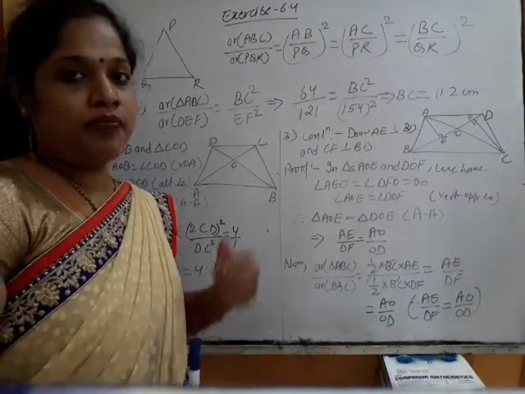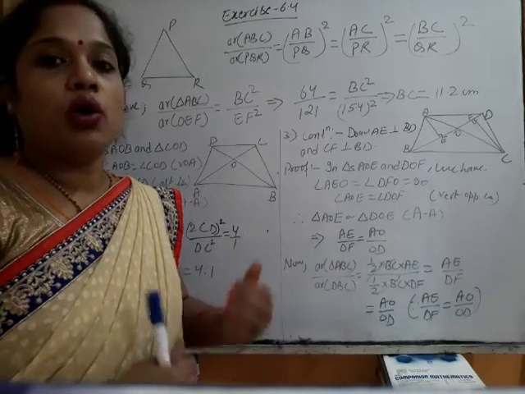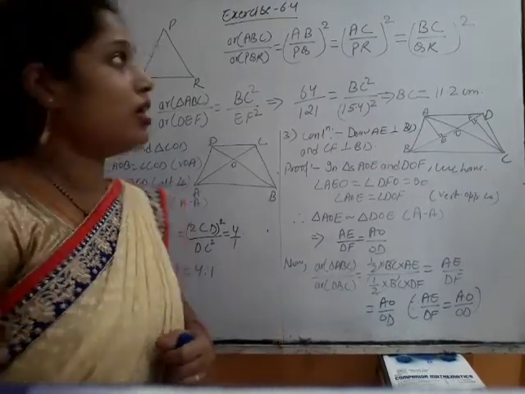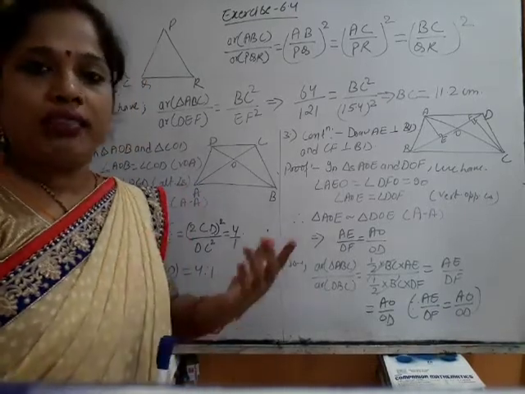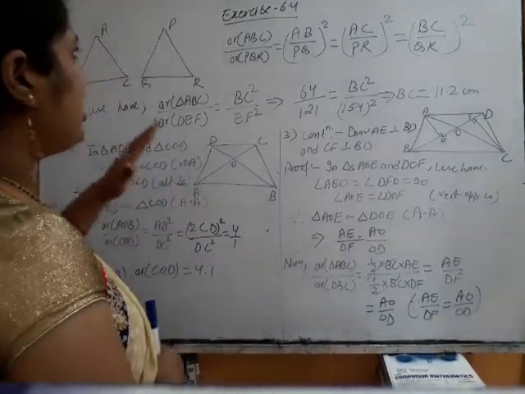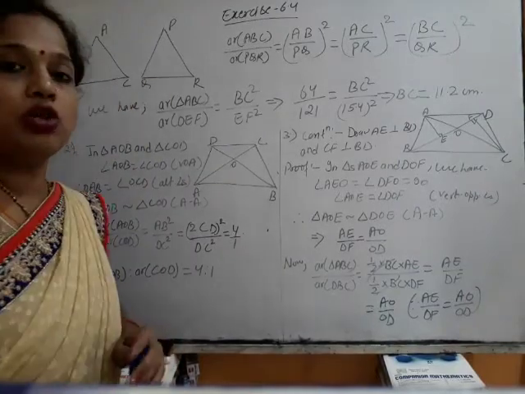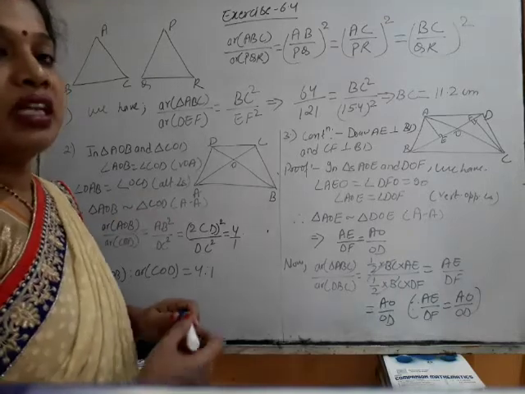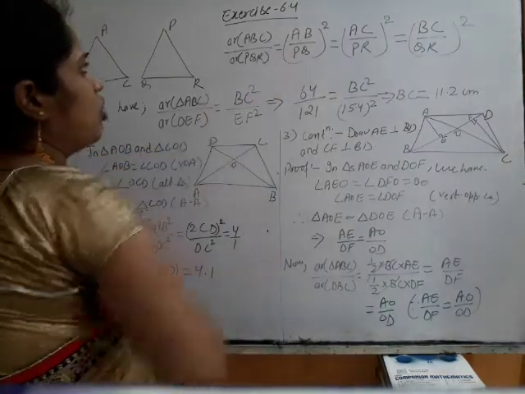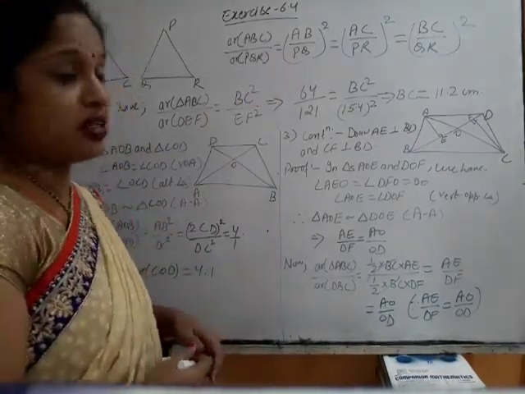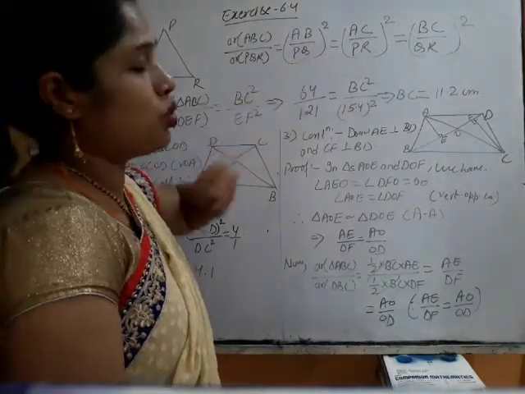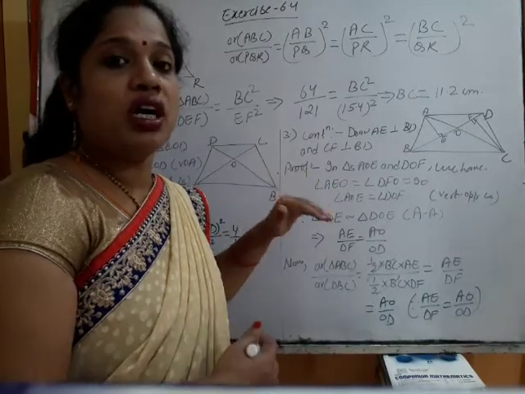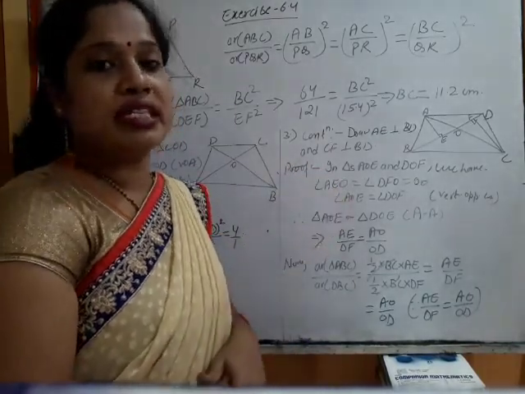Hello students, let us begin the concepts which are needed for your exercise 6.4. That is the theorem which says if you have two similar triangles ABC and PQR, the ratio of the areas of both triangles is equal to the square of the ratio of corresponding sides.